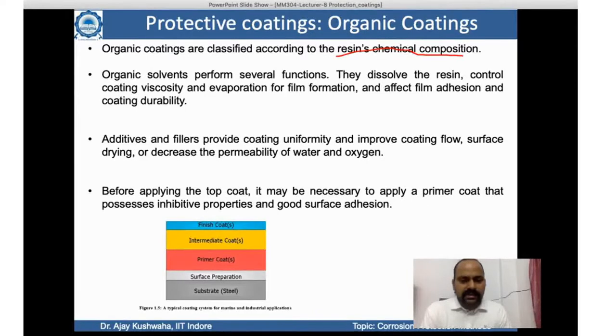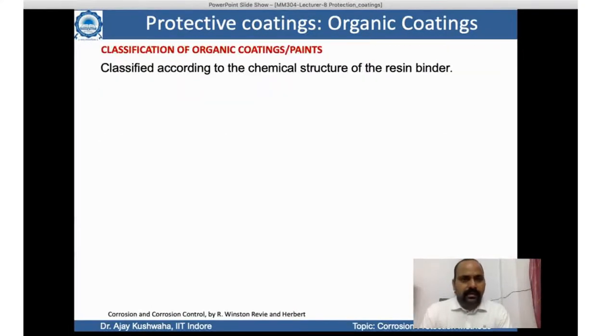Let's say the substrate is the steel which you want to protect, then the surface preparation, then primer coat, then intermediate coat, and then finish coat. So these 2-3 coatings may be required to protect the metal. So classification of organic coating and paint is based on the resin binder.